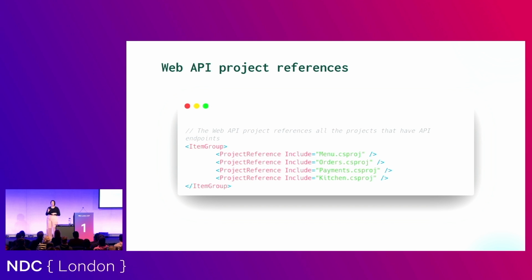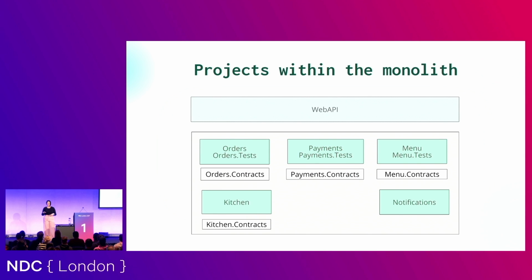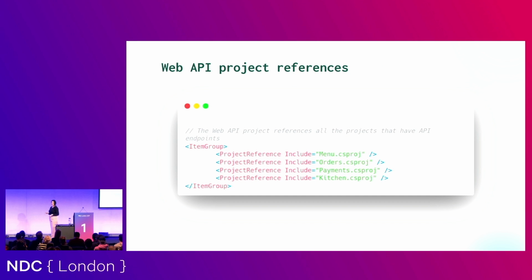And then the web API is the only project that can reference the actual main module. So if we look at this, we've got orders and payments, menu, kitchen, notifications. They're the main module. And then the tests is supporting the module. And then the contracts is how things talk to the module, okay? So our web API is the only thing that can actually reference those individual modules because it's our executable. It has to be able to access those.